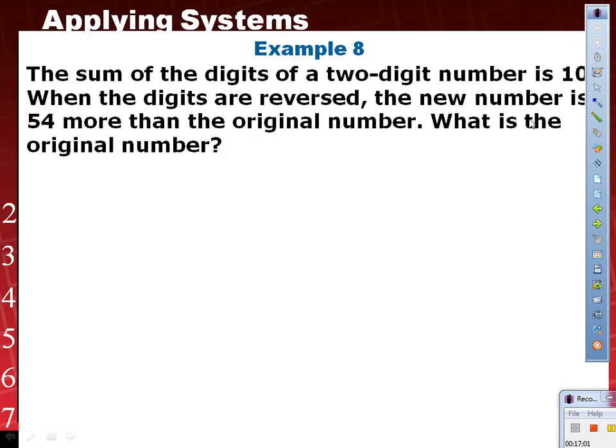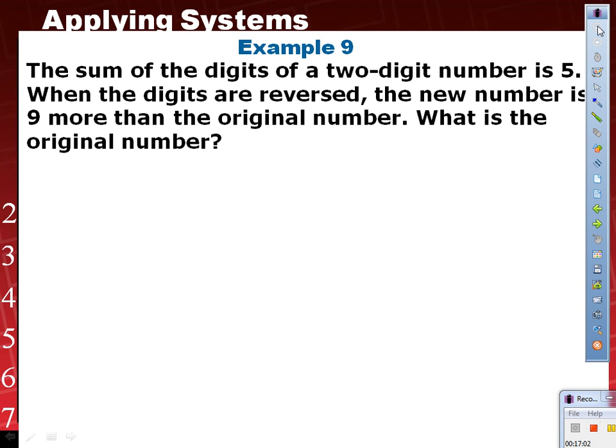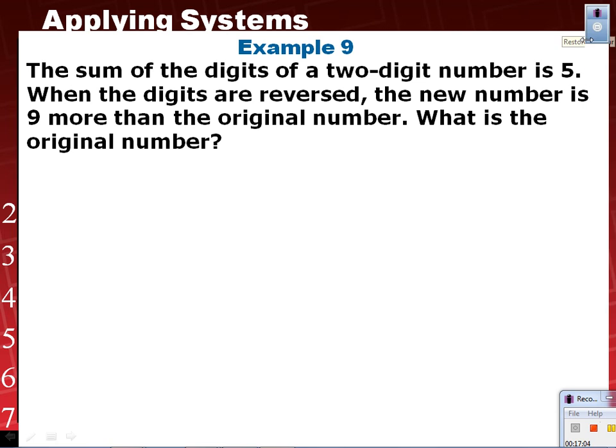Copy this one. Example 9. See if you can do this one by yourself. Yeah, just process. Okay, copy the problem. Everybody, thank you, Megan.